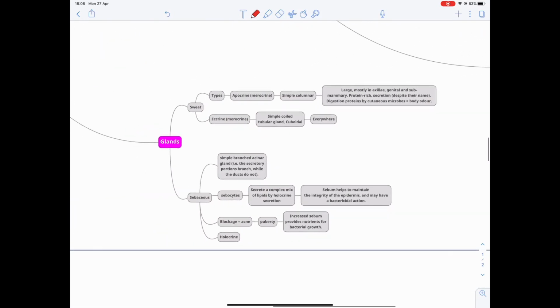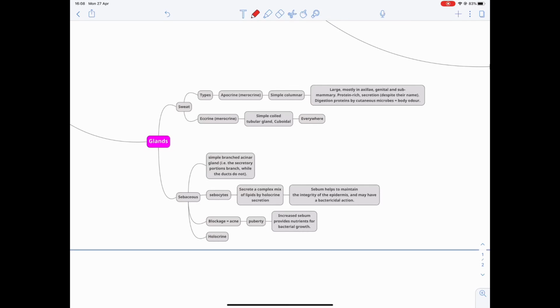Now let's look at the glands. Some people confuse these, the glands present in the skin. So you have 2 types of glands mostly, sweat glands and sebaceous glands. And there are 2 types of sweat glands. There is apocrine sweat glands and then eccrine sweat glands.